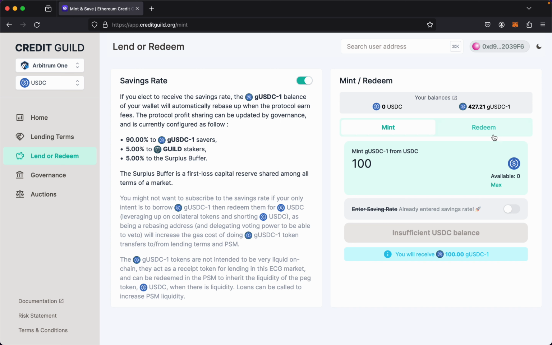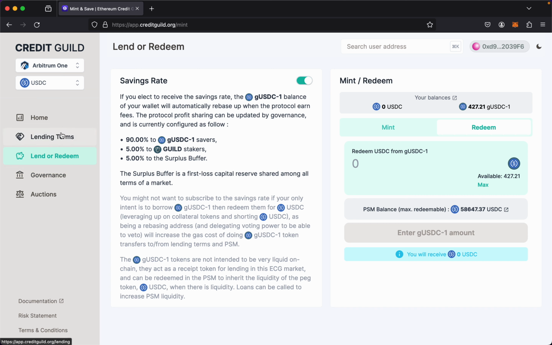So you can mint, or you can redeem or withdraw right here. Pretty simple. There's some explanatory text. You can see that 90% of all the interest paid by borrowers goes to GUSDC savers. 5% goes to the stakers on the lending terms who provide first loss capital and a governance role, and then 5% to the global surplus buffer, which is used as an insurance fund in case of loss. So mint, redeem, pretty straightforward.